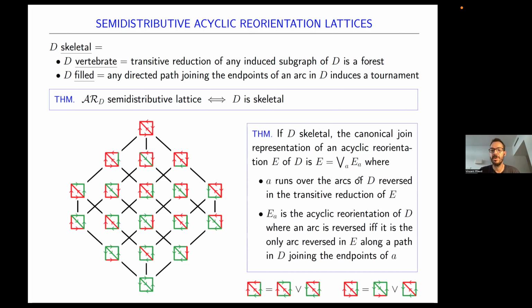There is one such join irreducible for each arc which is reversed in the transitive reduction of E. So each arc that I'm allowed to flip back to get down gives me a join irreducible. And this join irreducible, I don't want to enter the details here, but it's very simple to express in terms of E. So it's exactly the same thing we did with the weak order. Remember that I showed you a permutation, and then I told you that from this permutation and that descent, I can create a join irreducible permutation. It was a very simple recipe. The same recipe applies here.